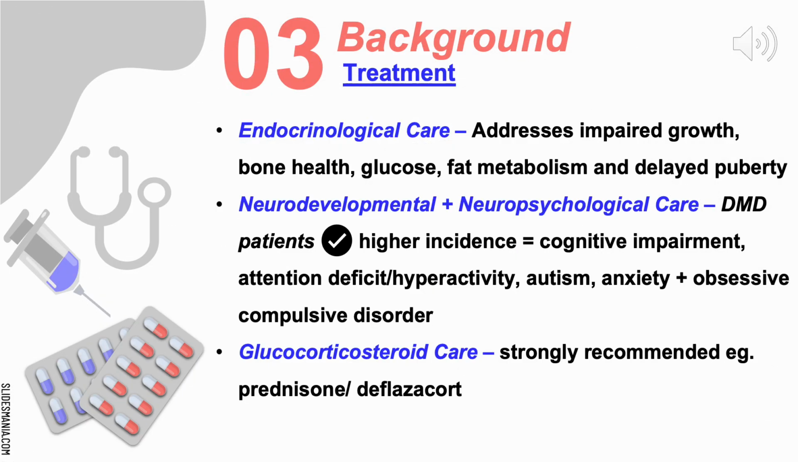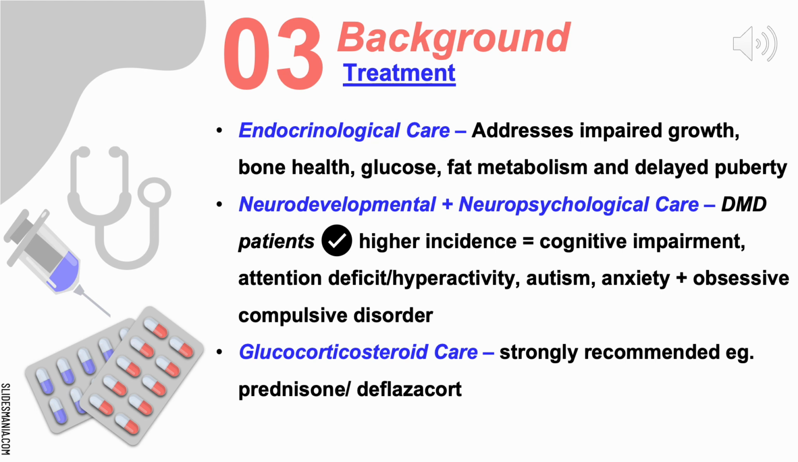So at number 4, we have endocrinological management, which should address impaired growth, bone health, glucose, fat metabolism, and delayed puberty, all of which are compromised in patients with DMD and are further affected by glucocorticosteroids. At number 5, we have neurodevelopmental and neuropsychological management. Specific attention should be paid to the management of neurodevelopmental and neuropsychological disorders in patients with DMD. A referral for neuropsychological evaluation should be considered at diagnosis of DMD, and educational support may be required.